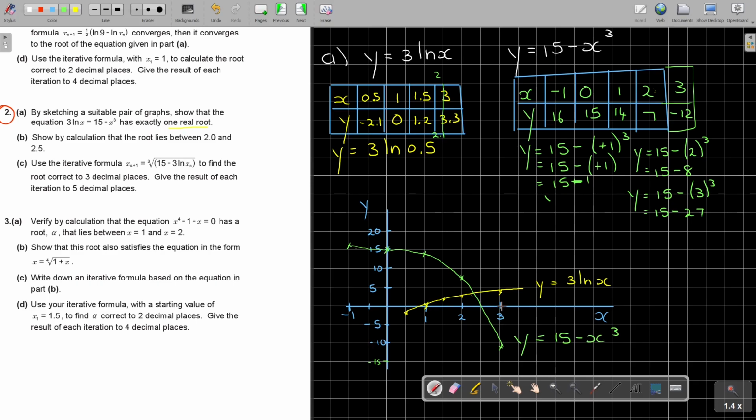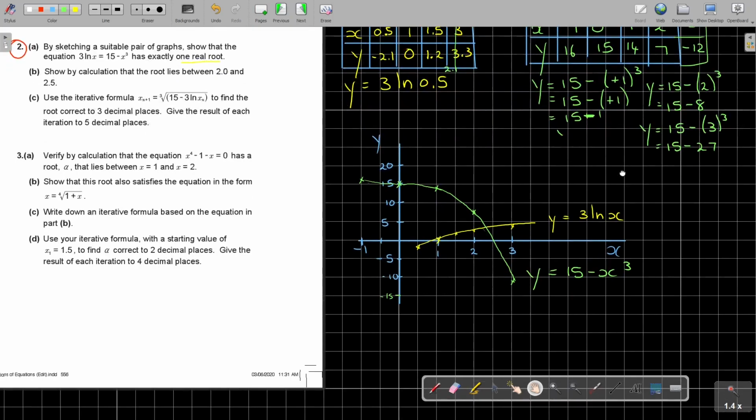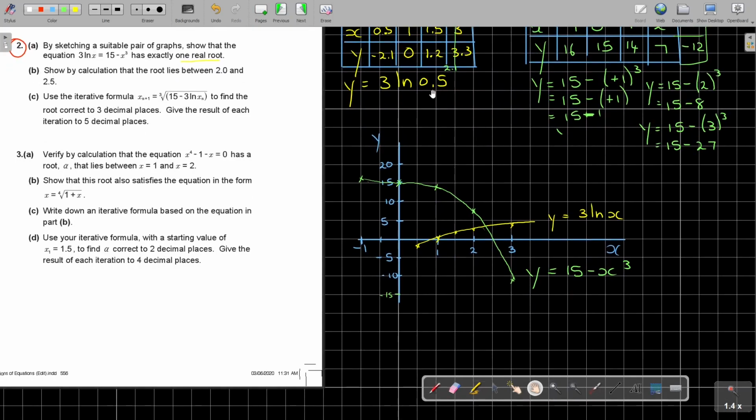But it's very clear, because this one comes here, that one goes up there, that it will only intersect that one time. So I can go and say, by sketching a suitable graph, show that the equation has only 1 point of intersection, so only one real root. Okay, something like that. Okay, that's all they want.